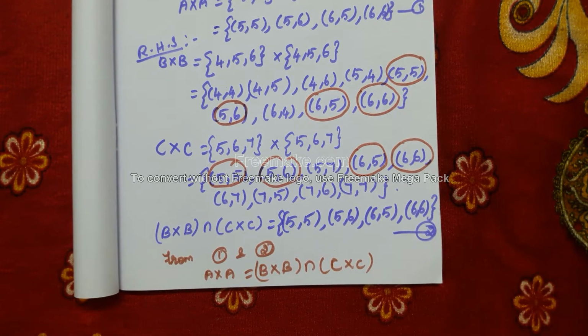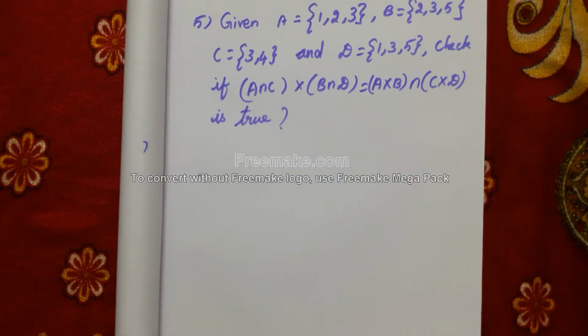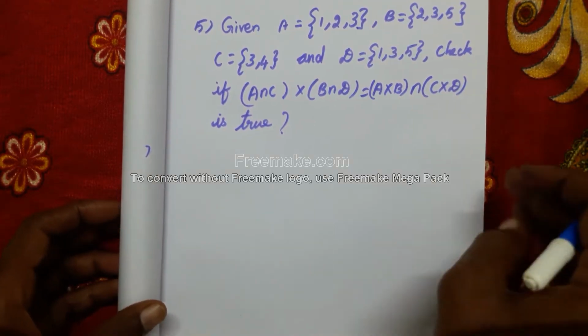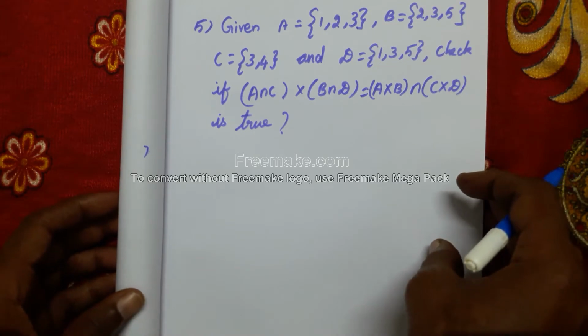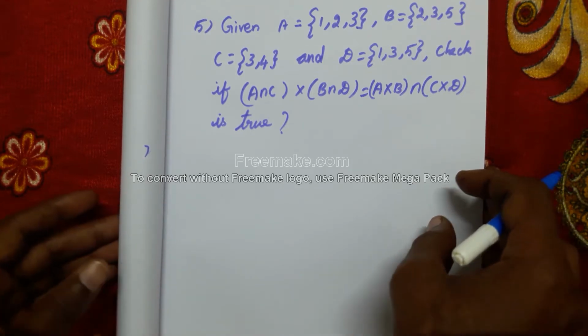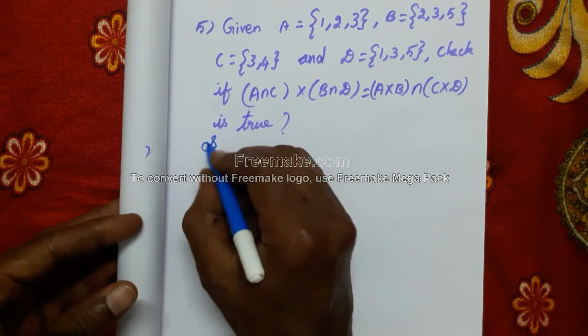Have you all understood? Any doubt? Okay. Now I am going to explain the next problem. Now I am going to explain the fifth problem. What is the fifth problem? What is given? A is equal to 1, 2, 3. B is equal to 2, 3, 5. C is equal to 3, 4. And D is equal to 1, 3, 5. Check if A intersection C cross B intersection D is equal to A cross B intersection C cross D.